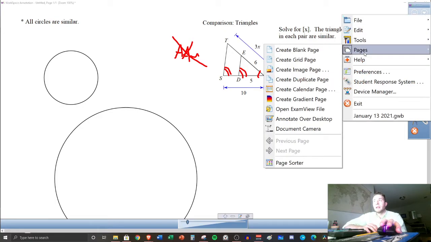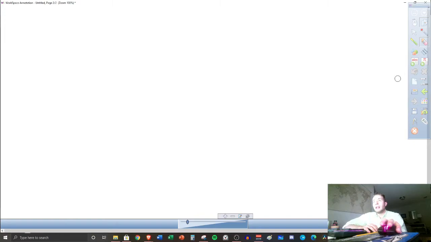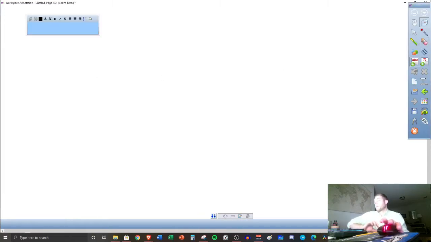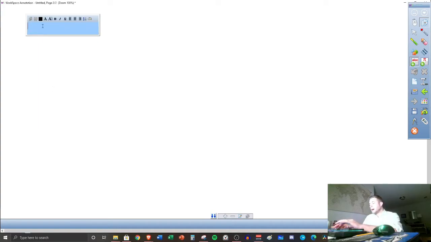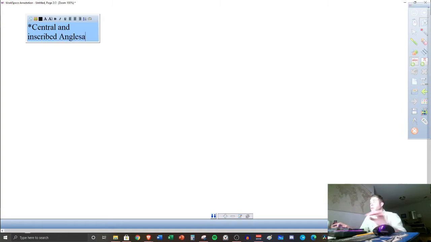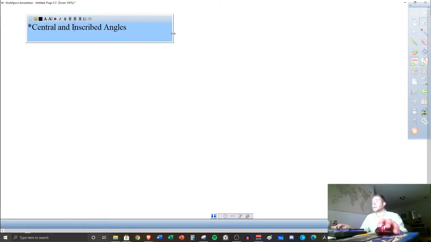All right, I'm going to start a new page. We're going to start looking at some other ideas here. This is not something that we defined, but we're going to talk about, we'll put a little star here. We're going to say central and inscribed angles. So write this in your notes, central and inscribed angles, okay?